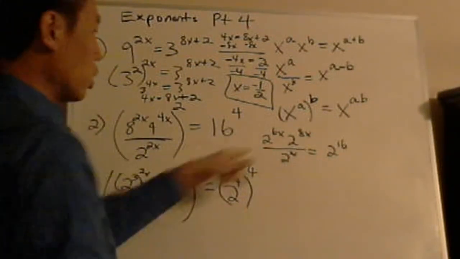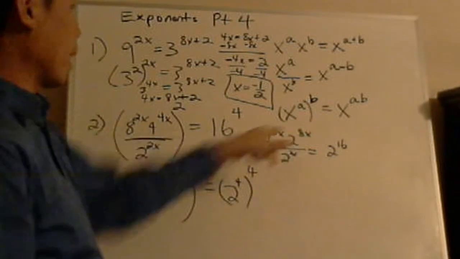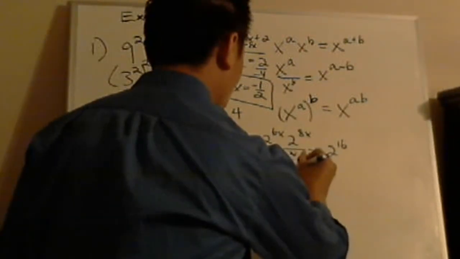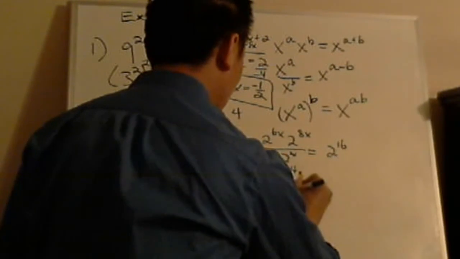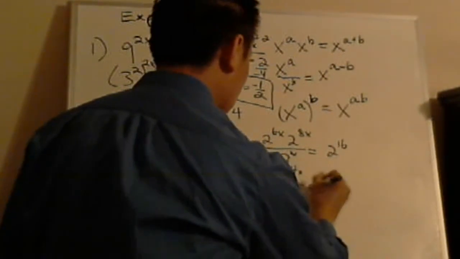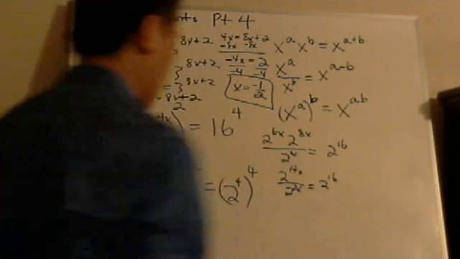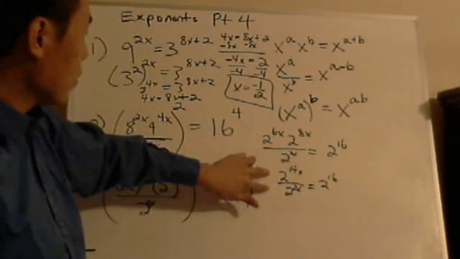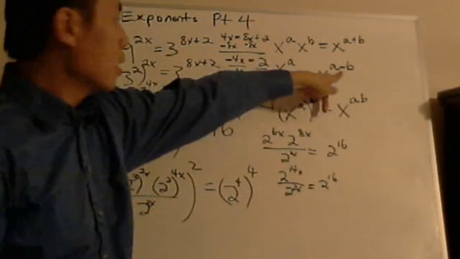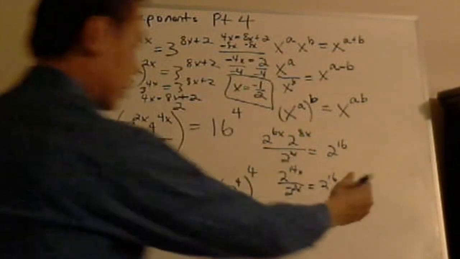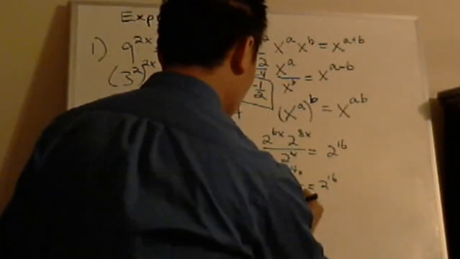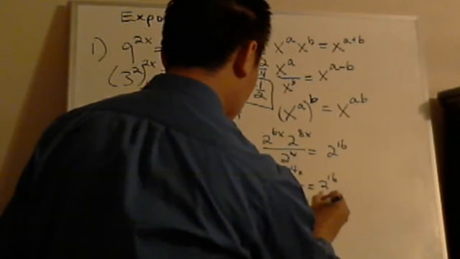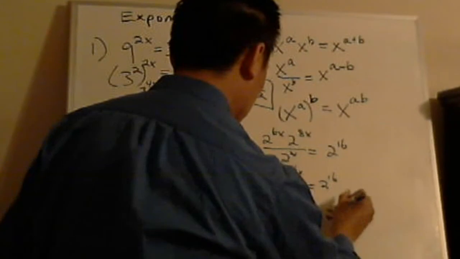So what's 2 to the 6x times 2 to the 8x? You add up 6x plus 8x, so you get 2 to the 14x divided by 2 to the 2x equals 2 to the 16th power. Okay? And now the next theorem, remember, you're dividing, same base, make sure the bases are the same, and they are, so you just subtract the exponents. So you will get 2 to the 14x minus 2x equals 2 to the 16th power.